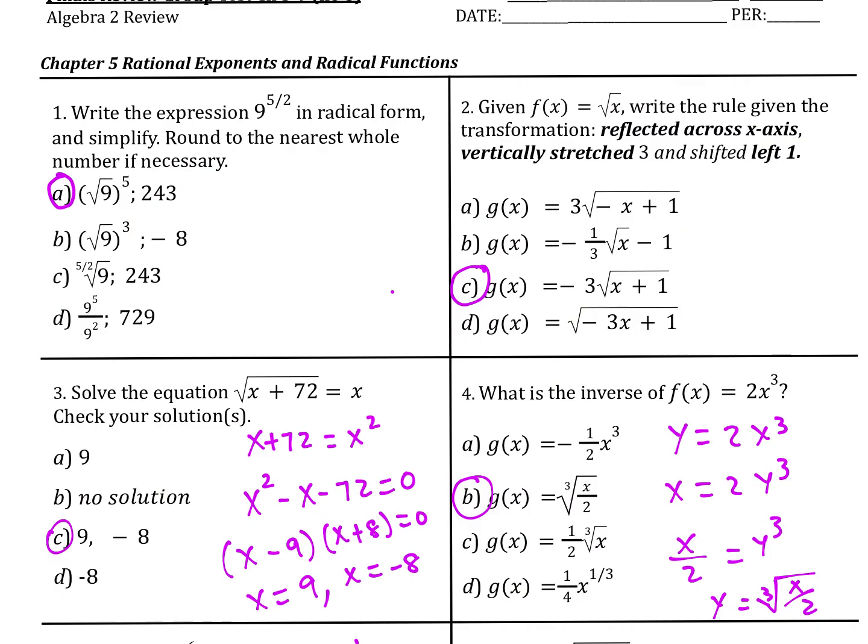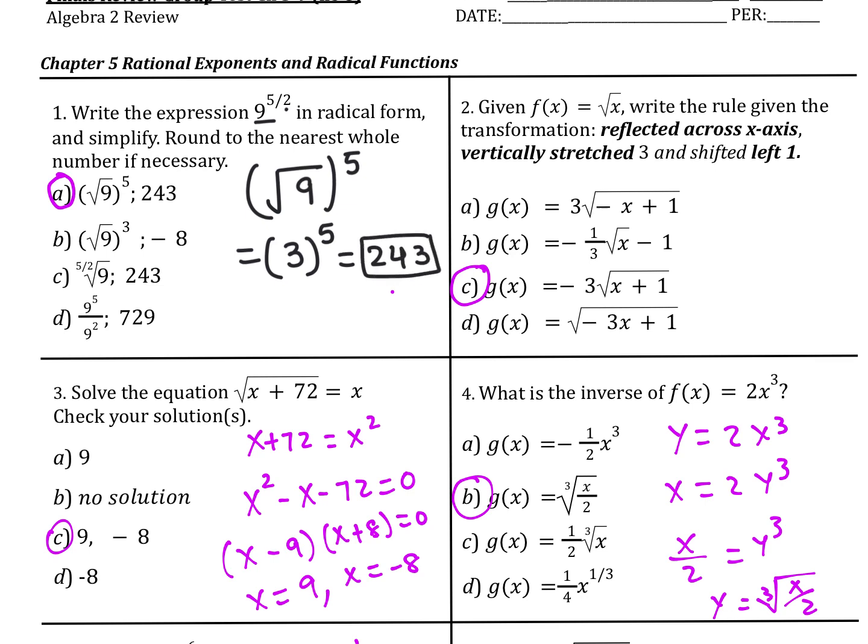So first question we have is from chapter 5, rational exponents and radical functions. We have here 9 to the power 5 over 2. So 2 on the bottom means that it is a square root. So right here is the square root of 9, and the top 5 is a power. Square root of 9 is 3, and 3 to the power 5 is 243.